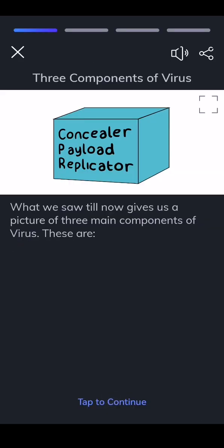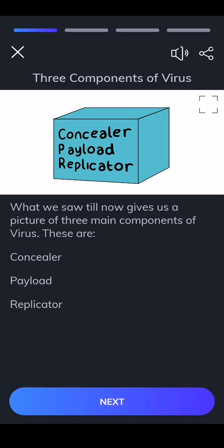What we saw till now gives us a picture of the three main components of a virus. These are concealer, payload, replicator.